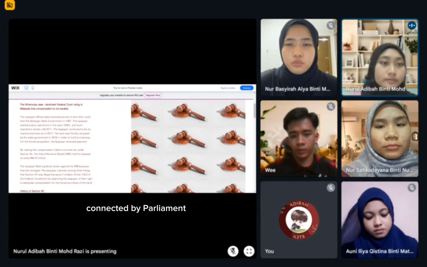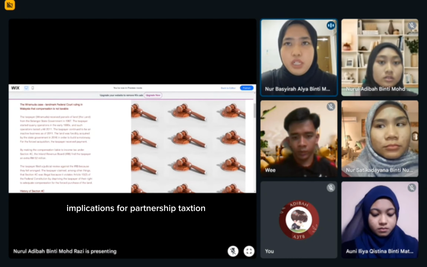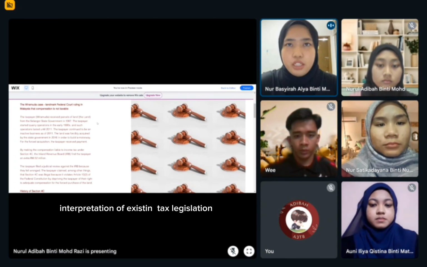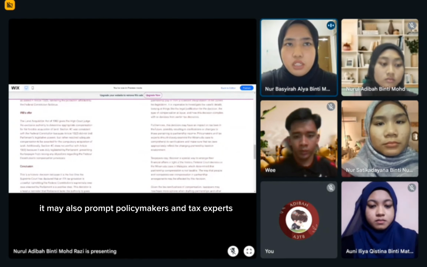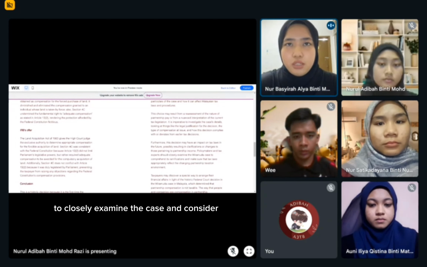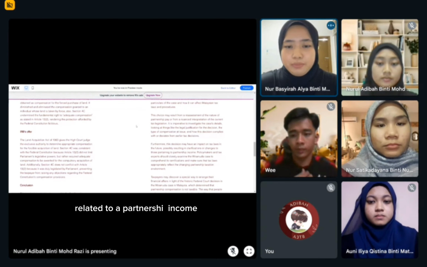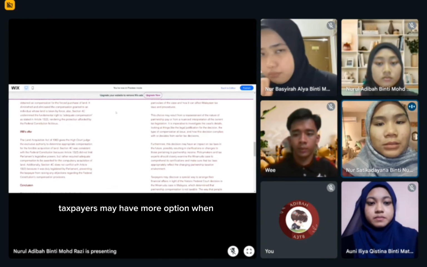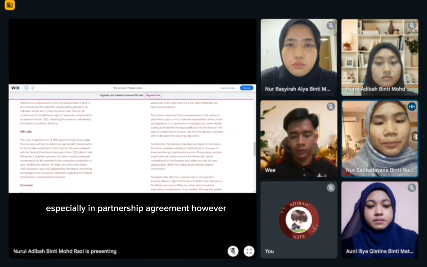This decision has far-reaching implications for partnership taxation and may lead to reassessment of partnership income and a nuanced interpretation of existing tax legislation. It may also prompt policymakers and tax experts to closely examine the case and consider how it may impact tax law and procedures related to partnership income. In light of this decision, taxpayers may have more options when structuring their financial agreements, especially in partnership agreements.